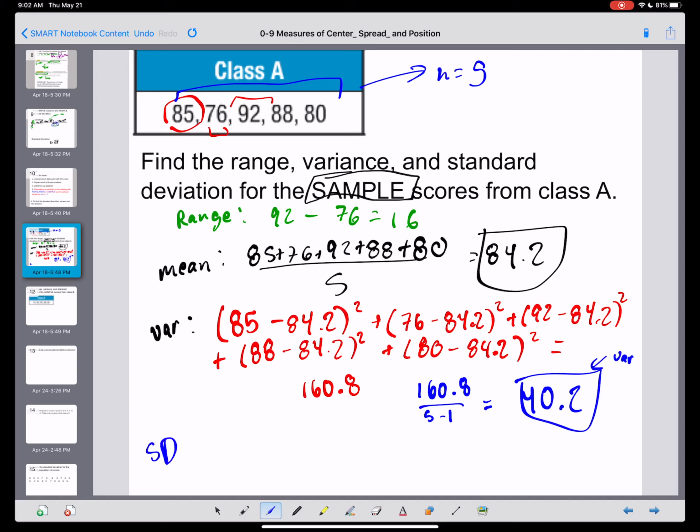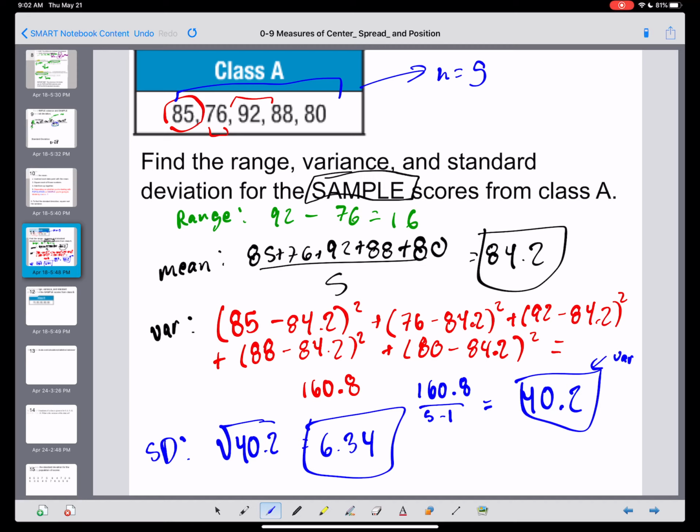Next, I want to find my standard deviation. I'm just going to write SD for standard deviation. All you have to do is take the square root of whatever your variance is. So the square root of 40.2 is 6.34. And that's it. You're done. Nothing too crazy there. Cool?